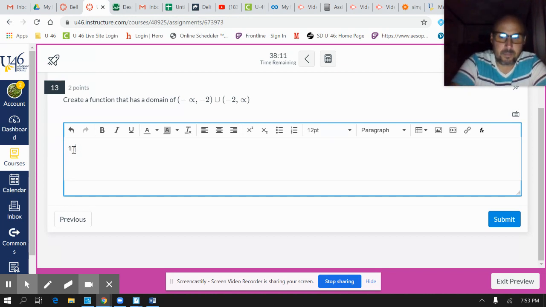This is very simple. 1 divided by x plus 2 would be one acceptable answer. Think about this function, 1 divided by x plus 2. When you're finding the domain, there's two major guidelines. You cannot divide by 0, and you cannot take the square root of a negative. Here the domain is everything except for -2. So just create a function where -2 would make you divide by 0. And here is one such function.